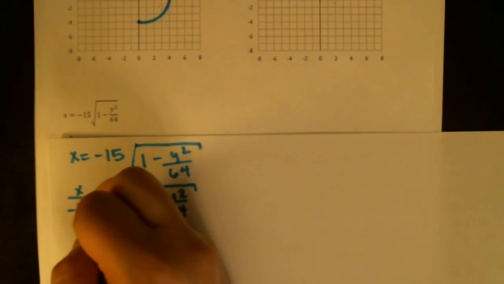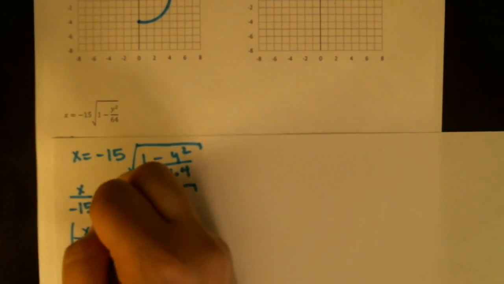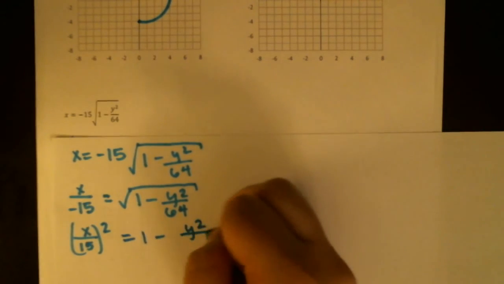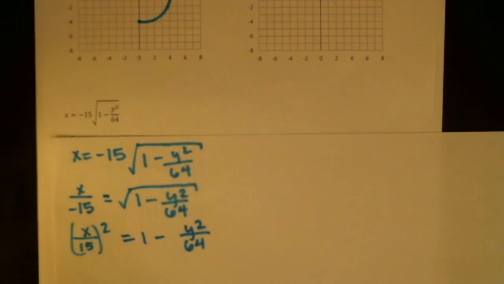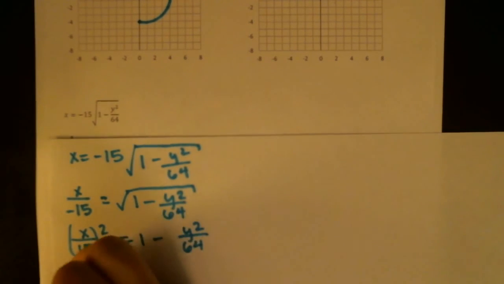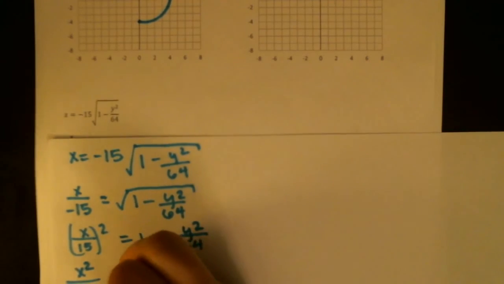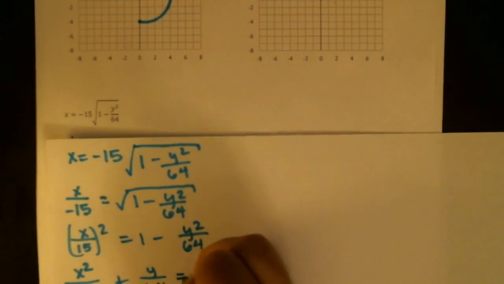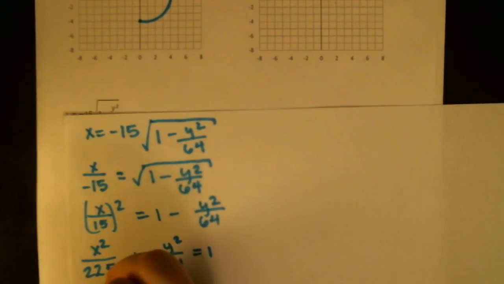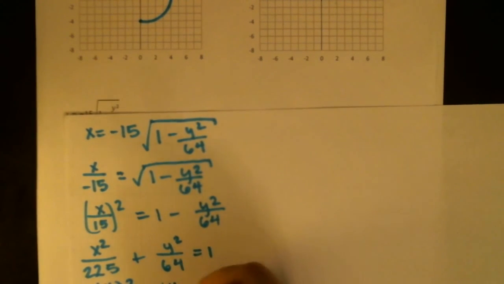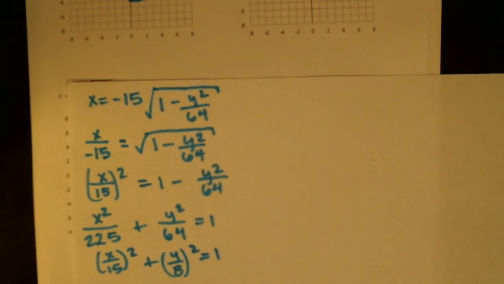Next step is definitely to square both sides. So we get x over negative 15, it's squared, so it doesn't really matter if you leave it positive or negative there, equals 1 minus y squared over 64. Or you can square that 15, get 225. That's fine as well if you'd like. So either way, I end up with x squared over 225 plus y squared over 64 equals 1, or if you like it better, you can say the x over 15 squared plus y over 8 squared equals 1. Oh, I'm sneaking off the bottom of the page. Sorry, I even made myself marks, so I wouldn't do that.